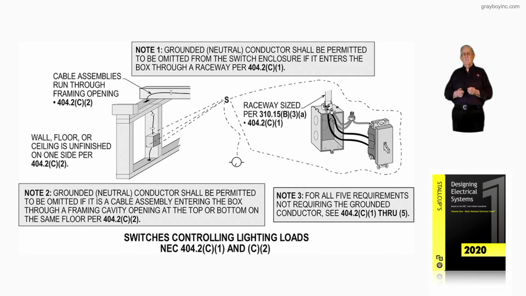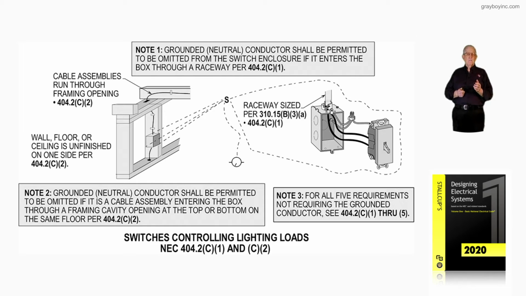Now note 3 says for all requirements not requiring the grounded conductor to be present at the switch location, see 404.2(C)(1) through (C)(5). Now, you should review these notes very carefully before you install switches today. Make sure that you're either under the main rule or one of the exceptions to the rule if it's present, but read the 3 notes and understand their meaning.